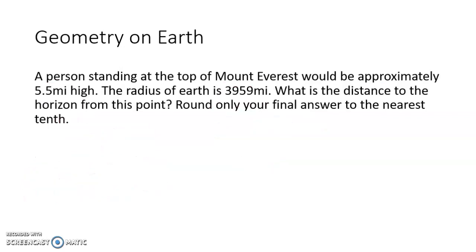All right, with the horizon ones, like this one, it's easiest to draw a picture so you guys can visualize what's going on. So we've got a person standing at the top of Mount Everest, which would be approximately 5.5 miles high. The radius of Earth is 3,959 miles. So what is the distance to the horizon from this point? And notice it says round only your final answer to the nearest tenth. So I'm just going to draw a circle here.